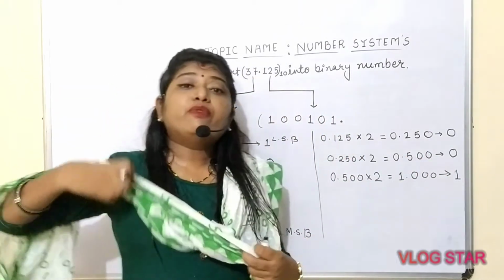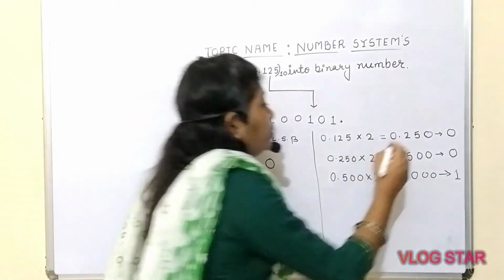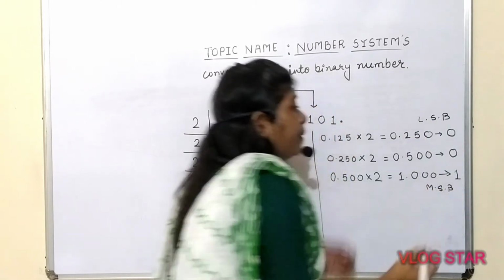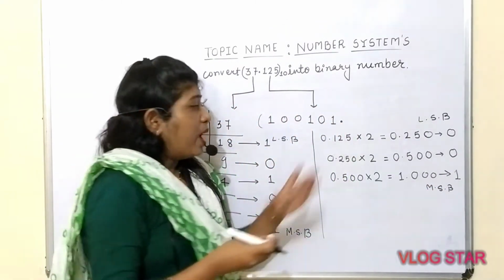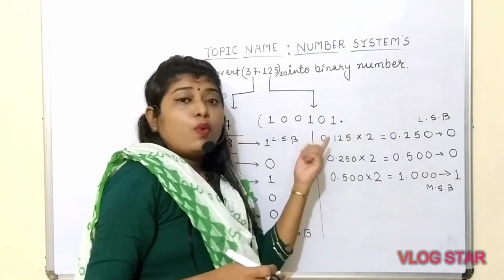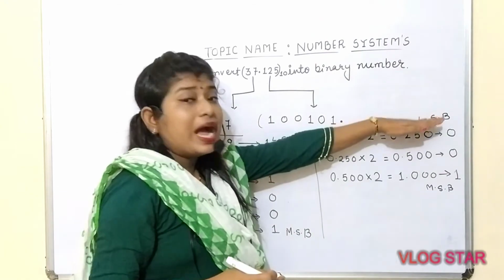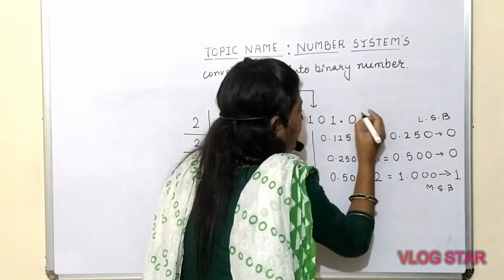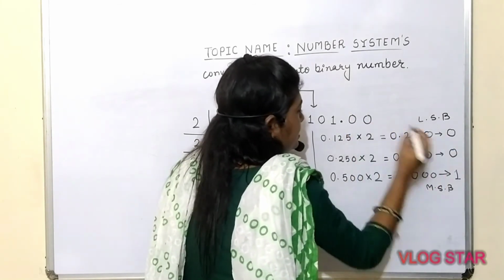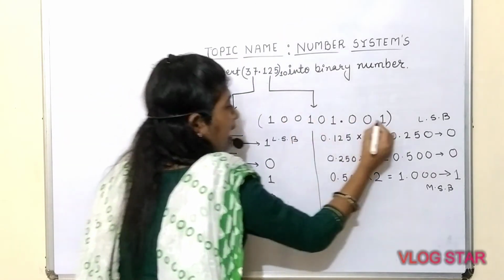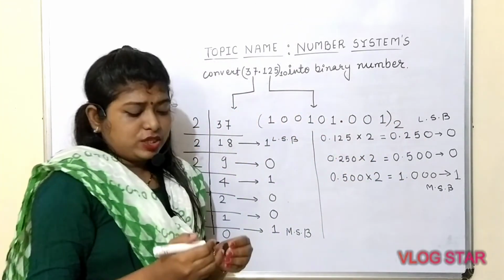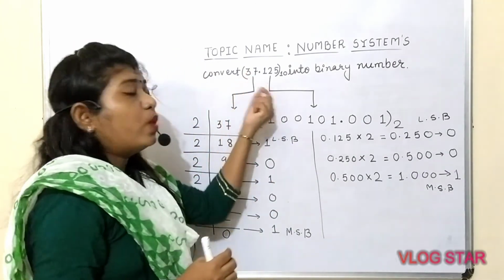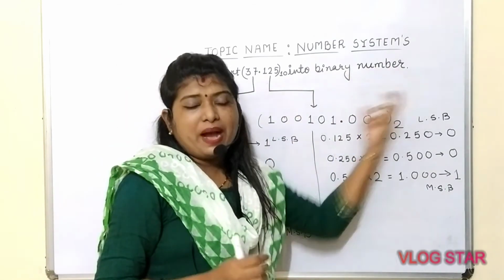So what would be the bit? It is 1. But while writing the binary conversion, you have to write from LSB to MSB. This is very important concept that you have to remember. While writing after the decimal point, you have to write from LSB to MSB. So can you tell me what would be the first bit? It is 0, second bit is 0, the third bit is 1. And then I need to write the base as 2. I hope you have understood how to convert 37.125 decimal number into binary number.